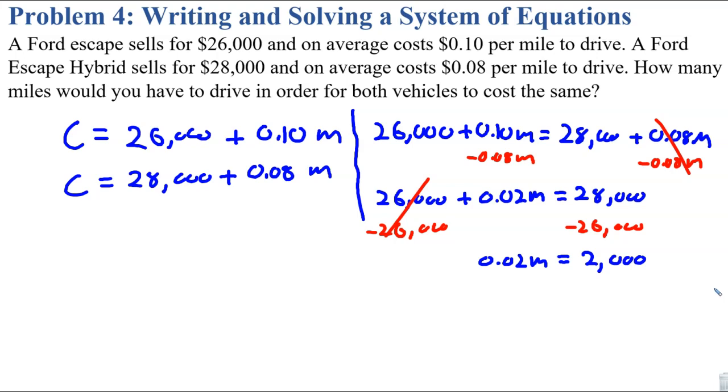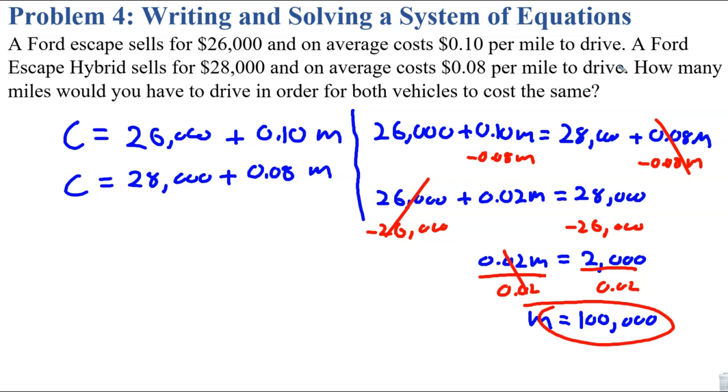It's my difference in their initial price. And then if I finish that off by dividing both sides by 0.02, that's going to leave me with just the m on the left. And on the right we have 100,000. All right, that's my solution here.